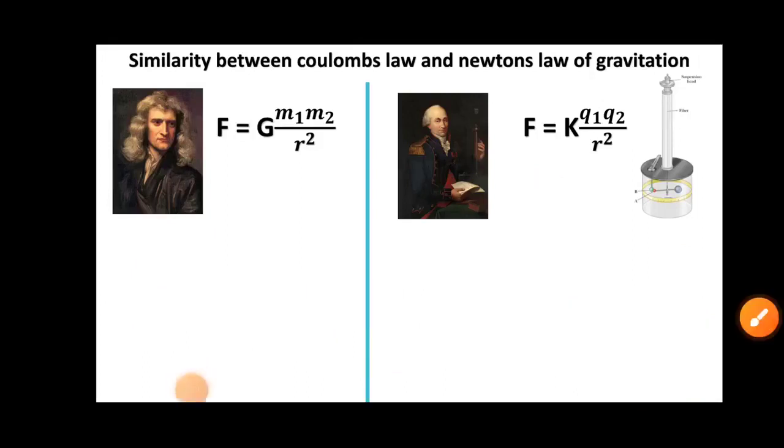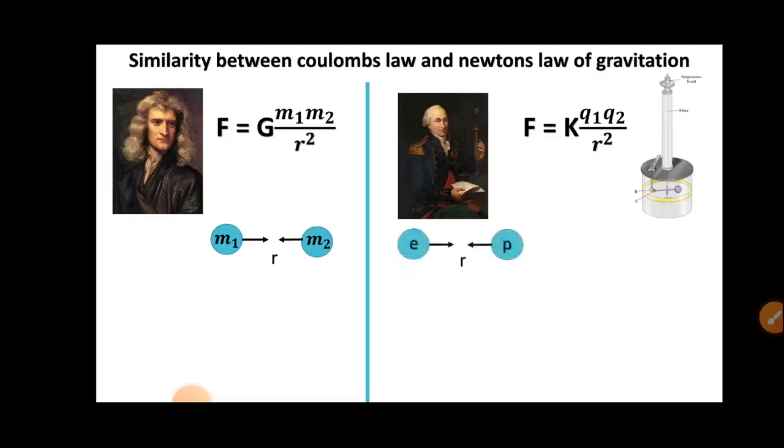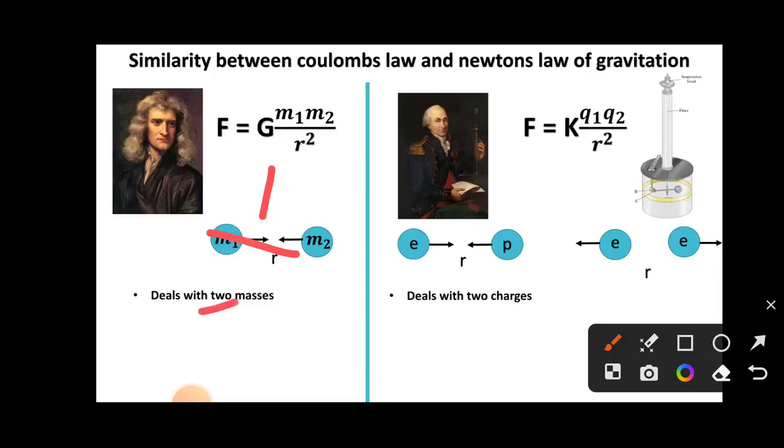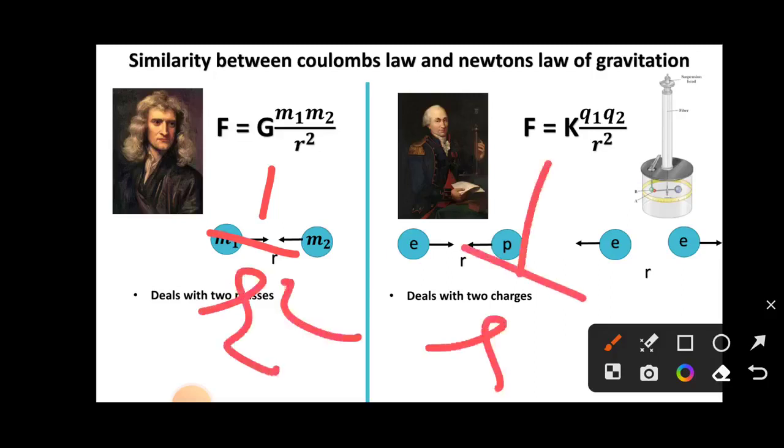Let's see further. The gravitational force acts between two masses, m1 and m2. Here, Coulomb's law deals with two charges. In both cases, the force is proportional to 1 by r squared. And r is the distance between the two masses in the gravitational force and the distance between the two charges in the Coulomb force.